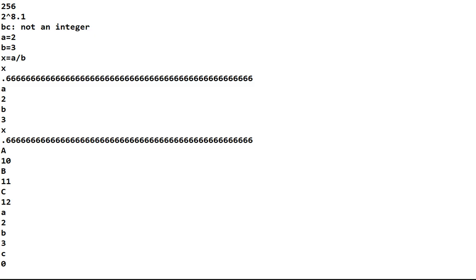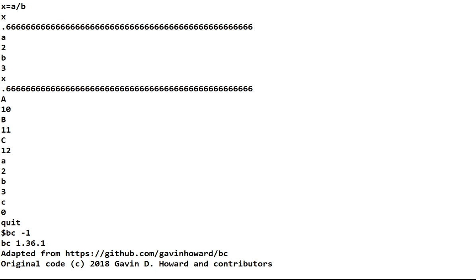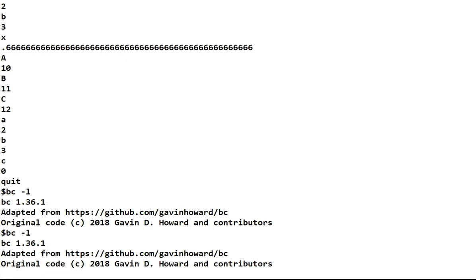It turns out that this tool can do more than what we've seen so far. But the first thing you want to know is, how do I exit? Use quit. Or the other way is to press the control key and the letter D, which sends an end of file character, and that will also exit the program. So we've started it again.